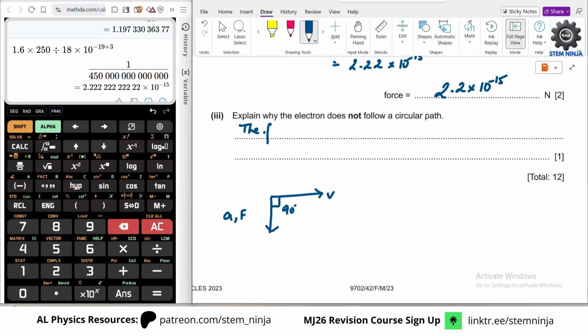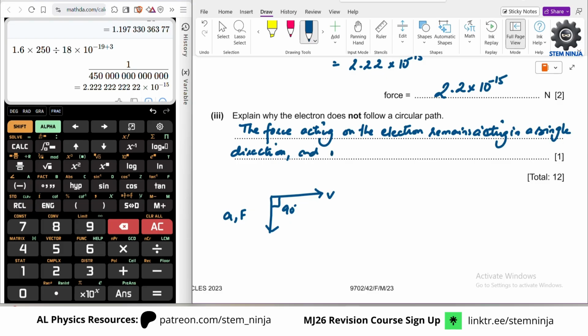So the force acting on the electron remains acting in a single direction, and not always perpendicular to the electron's velocity.